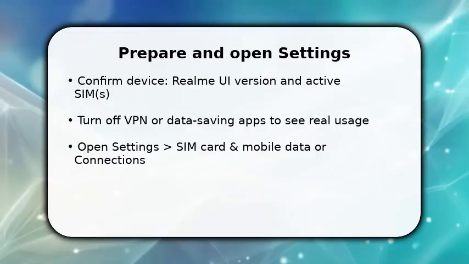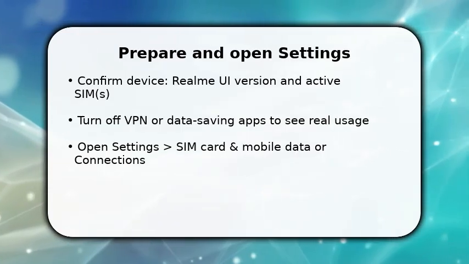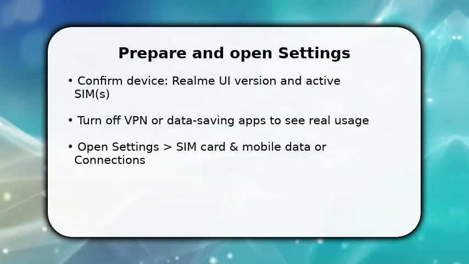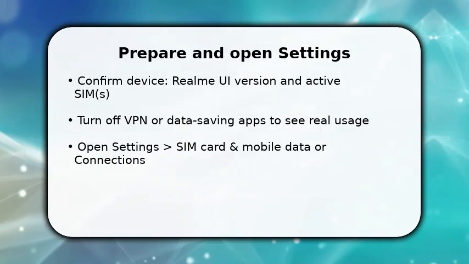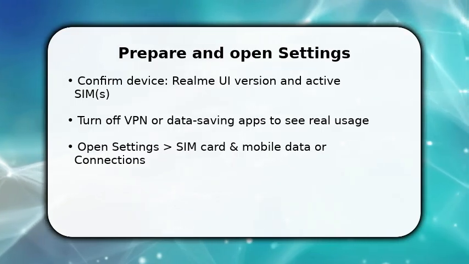Please enjoy the video. You start by confirming your Realme UI version and which SIM is active, because menus vary slightly between updates. Once done, disable any VPN or third-party data saver so the numbers aren't masked.